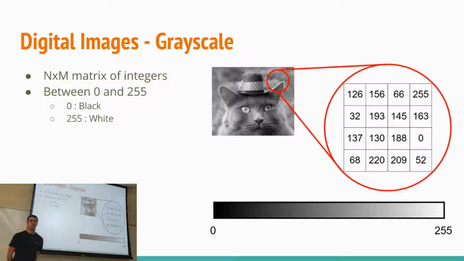But first, we probably want to talk a little bit about how digital media is represented. Your first type of image here is grayscale, and this is where you have basically just a black and white image. It's stored as a two-dimensional matrix containing integer values between 0 and 255, where 0 is black and 255 is completely white.